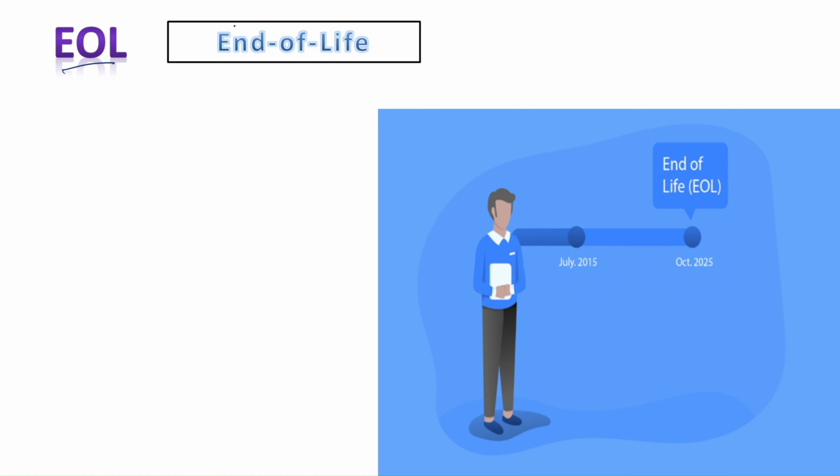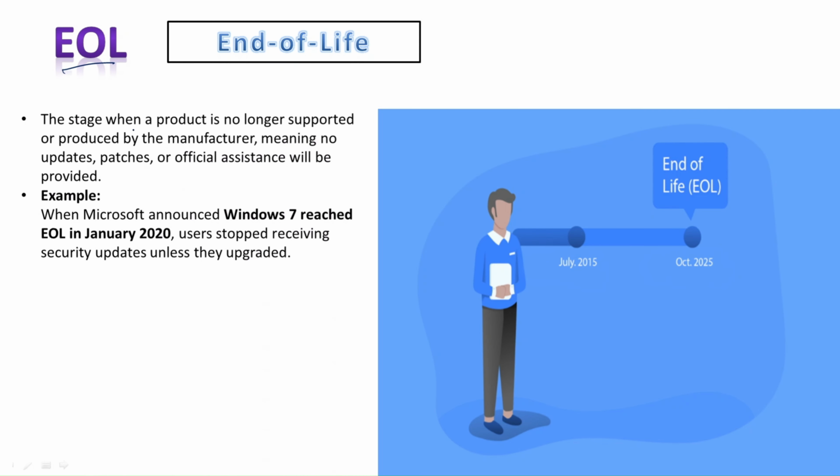EOL, that is end of life. So the stage when a product is no longer supported or produced by the manufacturer, meaning no updates, patches, or official assistance will be provided. For example, when Microsoft announced Windows 7 reached EOL in January 2020, users stopped receiving security updates unless they upgraded to the next version of Windows.